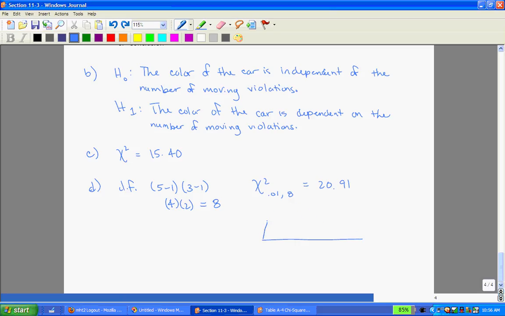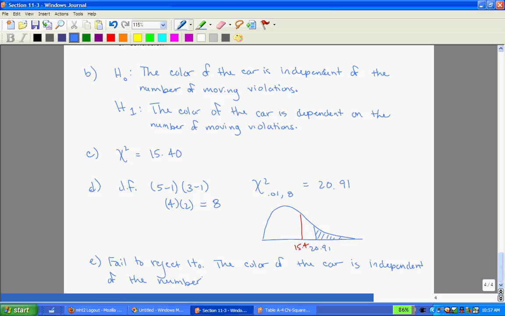So if I were to draw a little picture of that, let's try that again. So here's 20.09 and my rejection region. And we had a value of 15.4, which does not fall in that region. So for my conclusion, I would say we fail to reject H0, which basically says the color of the car is independent of the number of moving violations, or vice versa.